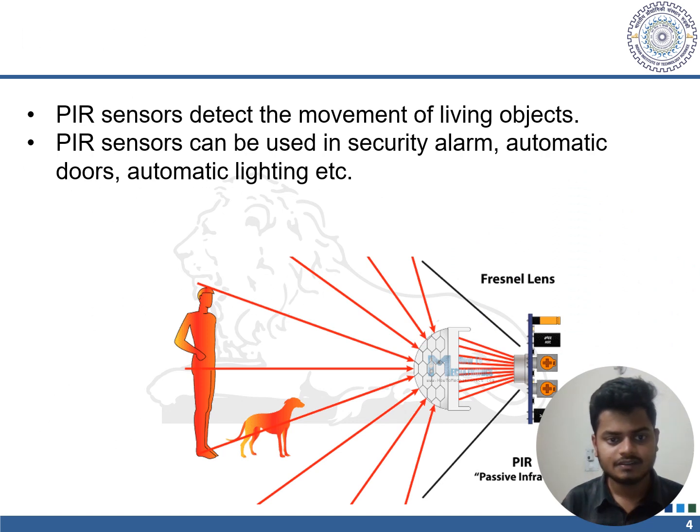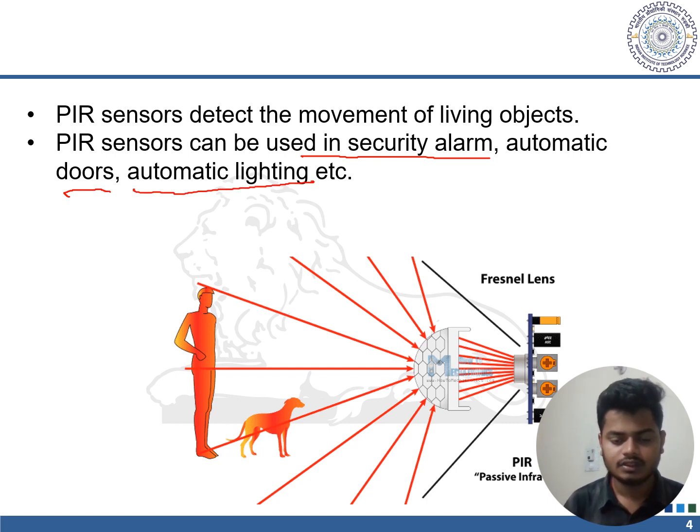So basically PIR sensor detect the movement of living objects, and so it can be used in security alarm, automatic doors and automatic lightings. So in this figure we can see that this is our PIR sensor, and this is connected with the internal circuits. When living objects came into the range of PIR sensor, due to heat, they will emit infrared radiation, and PIR sensor detect the infrared radiation, and it will change the voltage across its terminal.